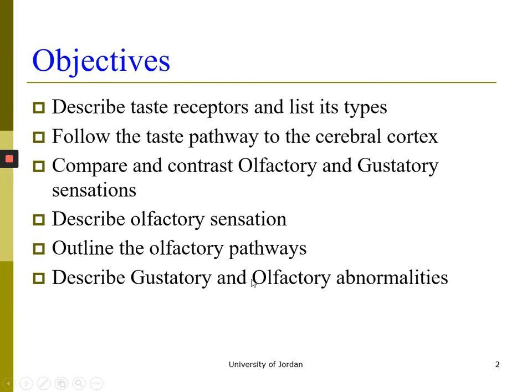Our objectives are to describe taste receptors and also olfactory receptors, follow their pathways to the cerebral cortex, and compare and contrast gustatory and olfactory sensation. We said that both of them are chemical sensation. And also talk about some abnormalities of both of them.